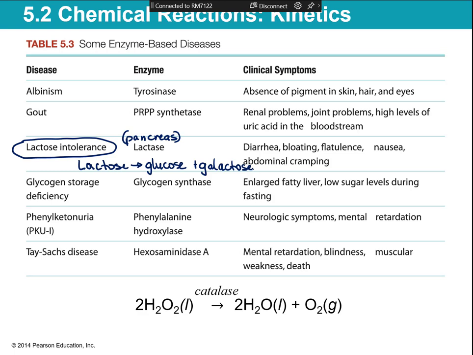But if you don't make this enzyme, then this doesn't get broken. So this reaction does not happen. Lactose stays in the small intestine. It can't get absorbed unless it gets broken down into single sugar units. So it moves along and it's not a problem in the small intestine, moving along down, because you know that's like 18 feet. So it finally gets all the way through the small intestine and ends up getting dumped into the large intestine. That's where the problems begin.